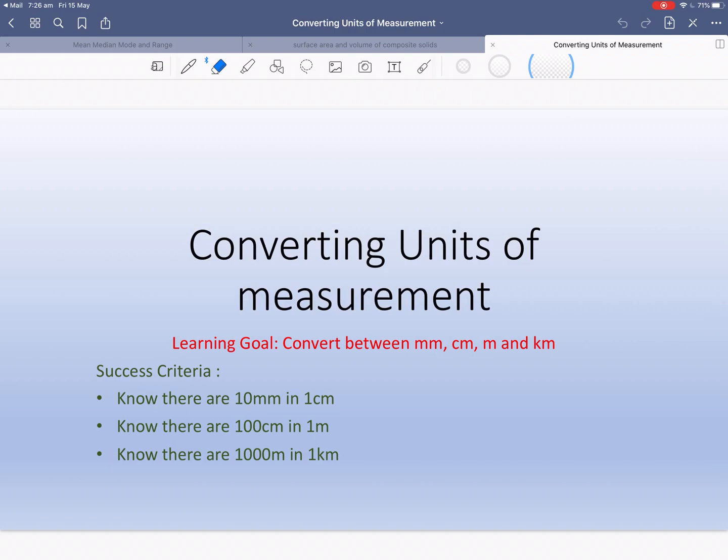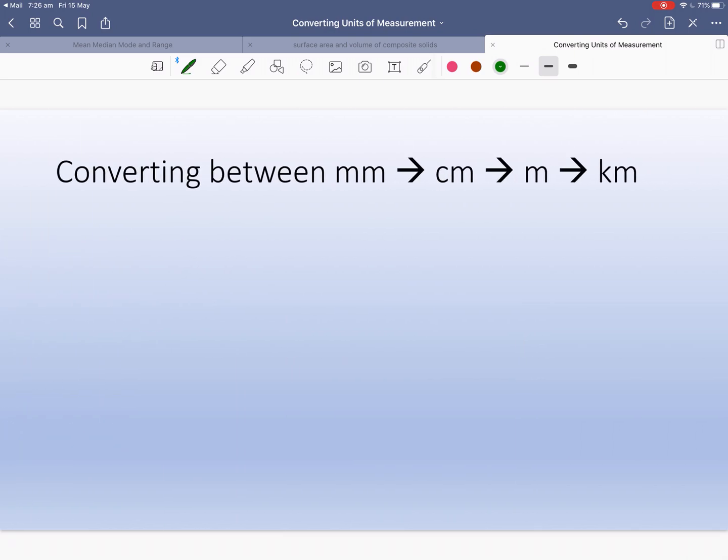In this lesson, we're going to learn about converting units of measurement. Our learning goal is to convert between millimetres, centimetres, metres, and kilometres. They're probably all units that you've heard of. The success criteria is essentially a tick box. You've got to know that there are 10 millimetres in 1 centimetre, 100 centimetres in 1 metre, and 1,000 metres in 1 kilometre. That's what we'll have to know by the end of the lesson.